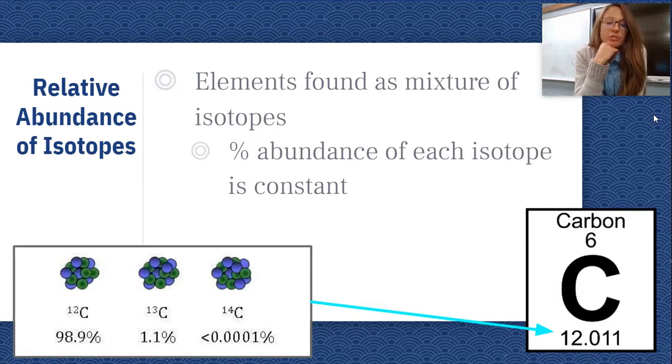If you were to find some carbon and find the relative abundance of each of the 3 carbon isotopes in the sample that you found, you would find that the percent abundance of each of those 3 isotopes of carbon would be exactly the same as what you see in this diagram. So the percent abundance of each isotope is constant no matter where you're finding your sample. It's going to be those percent abundances.